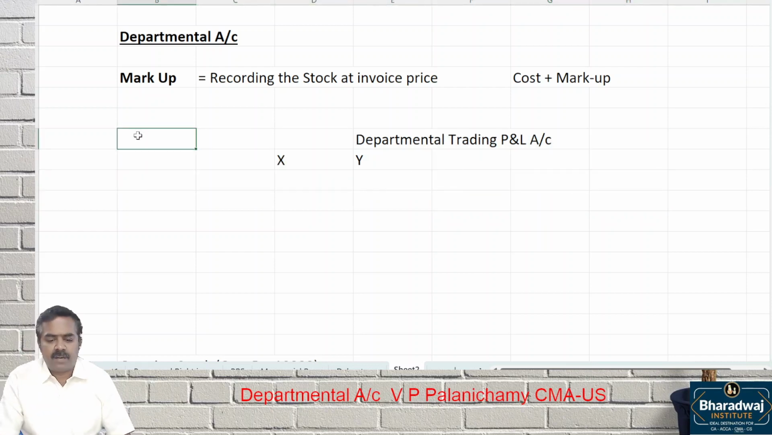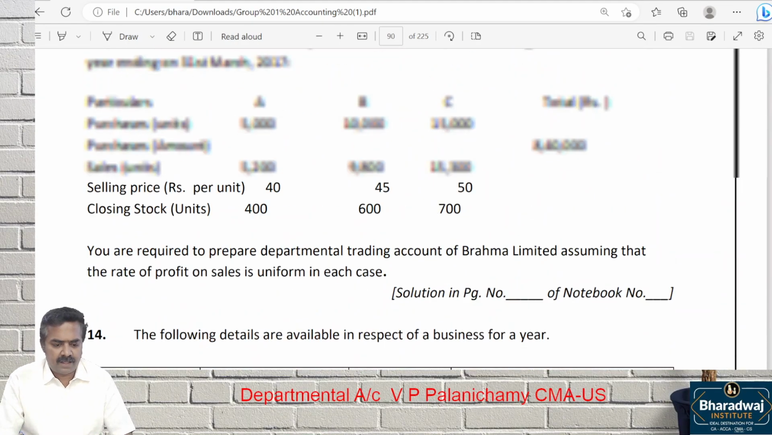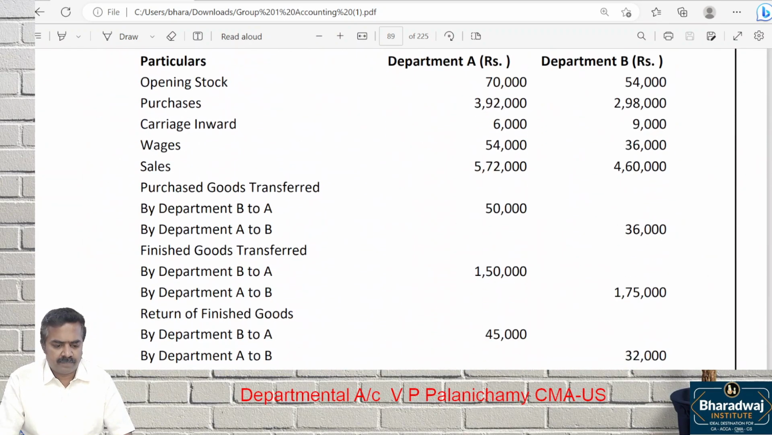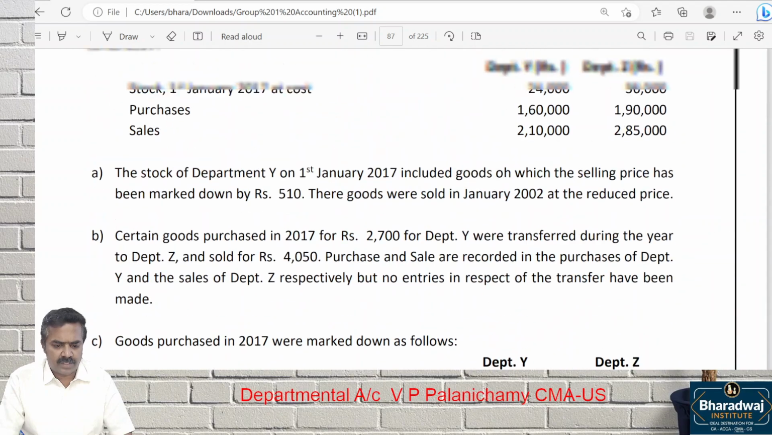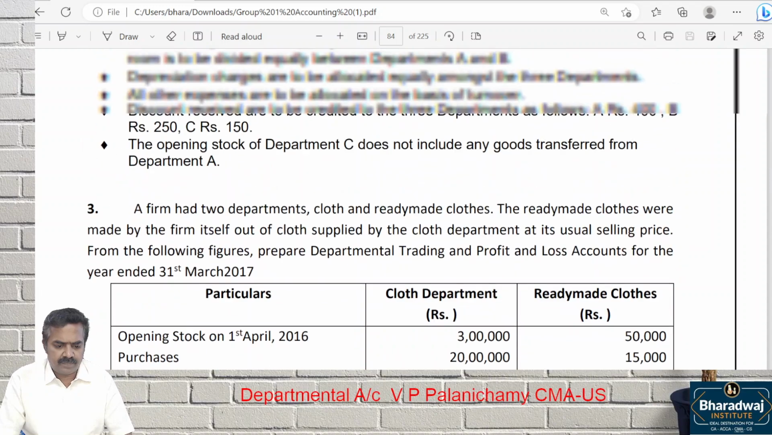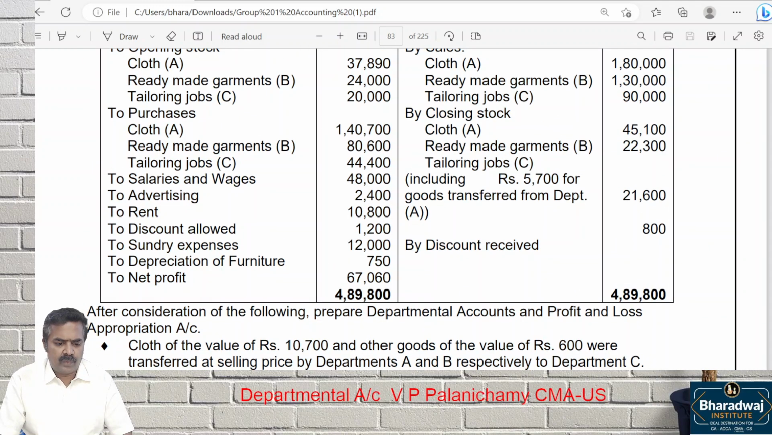And you prepare a general P&L account to allocate indirect expenses. Salary, rent, all those things are apportioned on a suitable basis. We have done a question based on that also, allocating various expenses to various departments. In this question, we allocated salaries and wages, advertisement, rent, and all, and we worked out net profit.